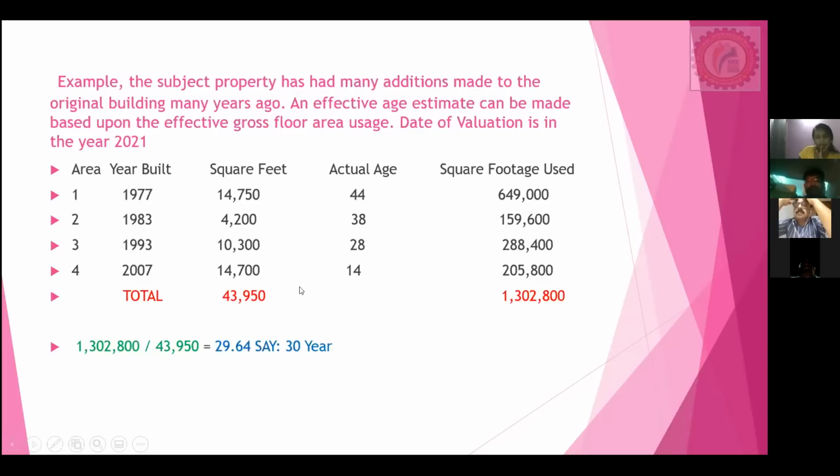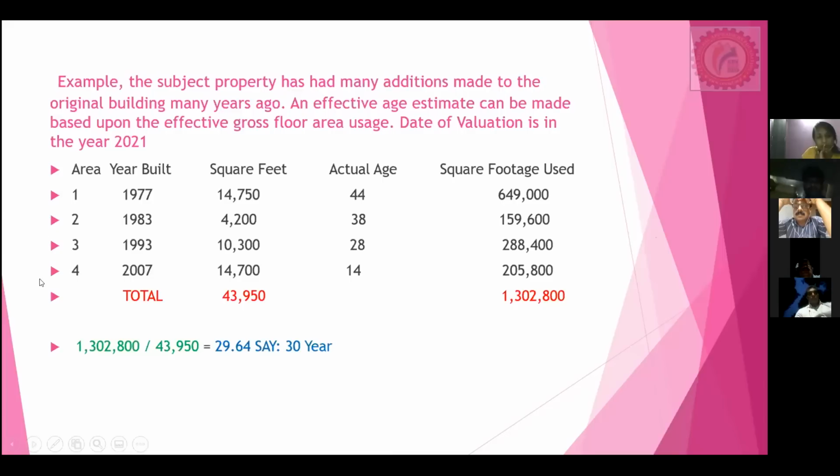Say 30 years. See, that 30 years will be the effective age for this entire industrial premise. Now, for any other industries, sale instances, which have an age of 30 years, maybe 30 years or 29 years, we can make an adjustment for 1 year or 9 months or like that. So the nearby similar data or sales data, we have to collect for our market value analysis.